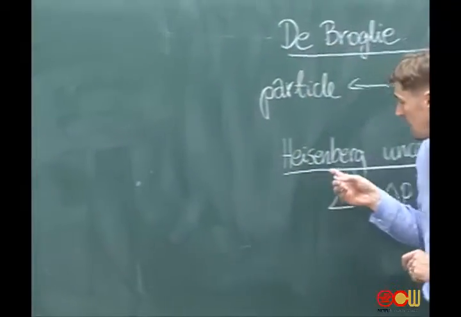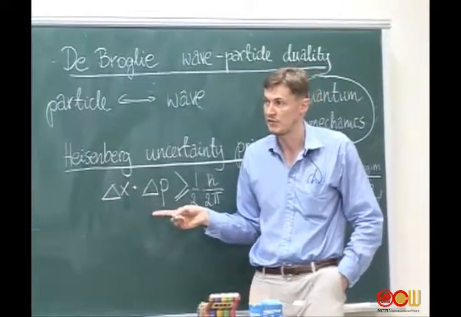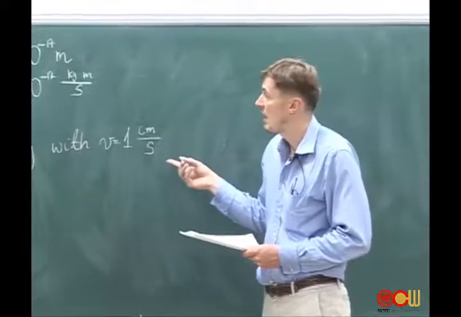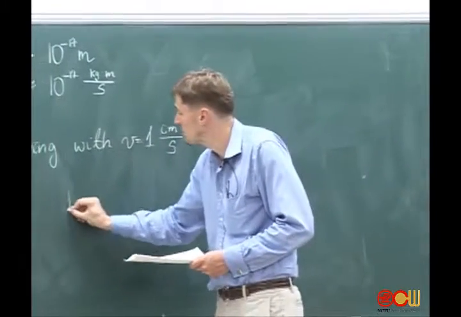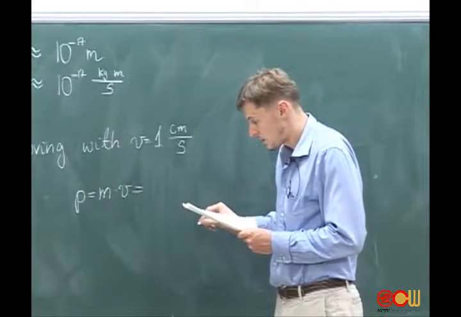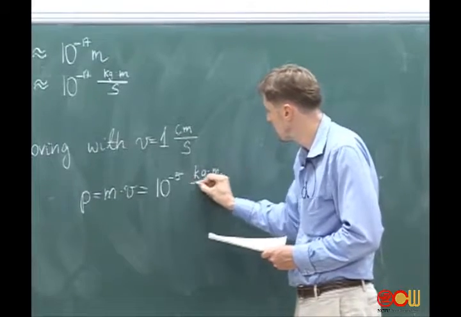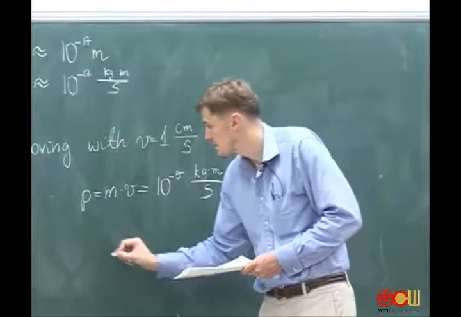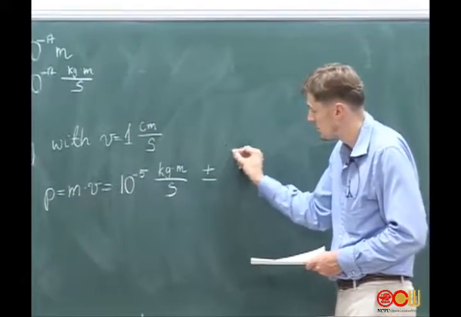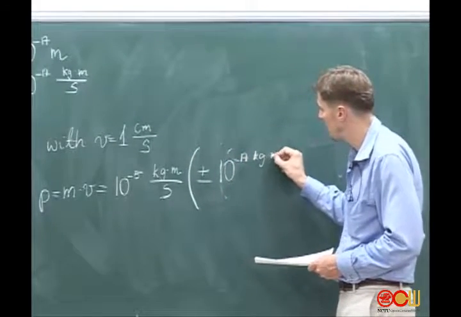And this theorem, the Heisenberg uncertainty principle, tells us that we are making a mistake in measuring the position and a mistake in measuring the velocity or momentum. Let's calculate what the values of the velocity and momentum are. So you see that if you calculate p, equal in this case to m times v, you are going to get 10 to minus 5 kilogram times meter per second. At the same time, the position, and of course this is plus minus 10 to minus 17 kilogram times meter per second.